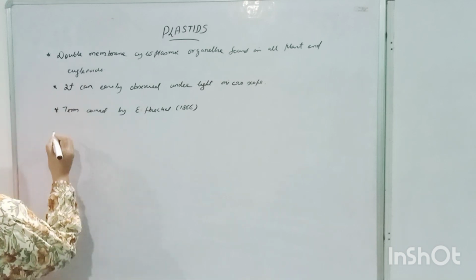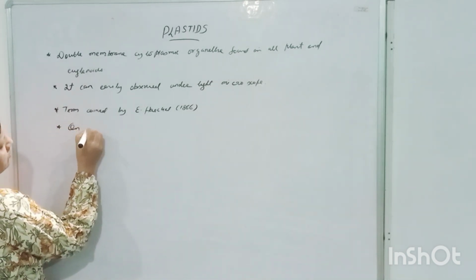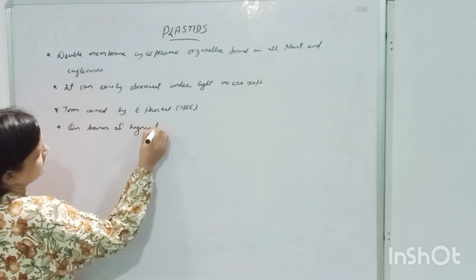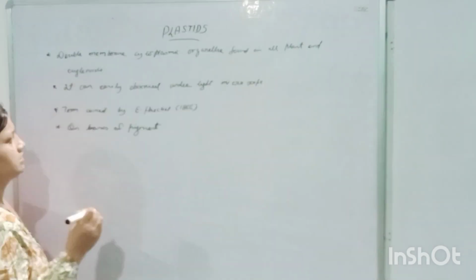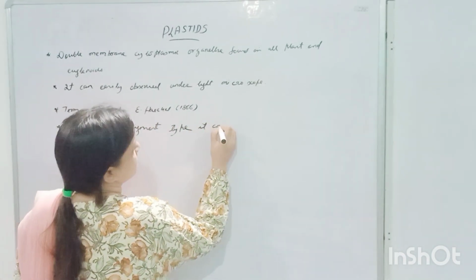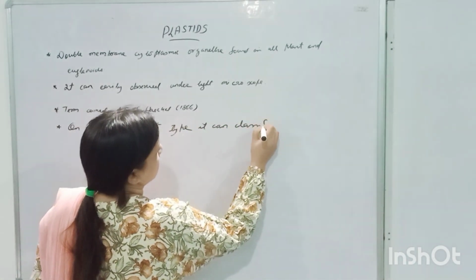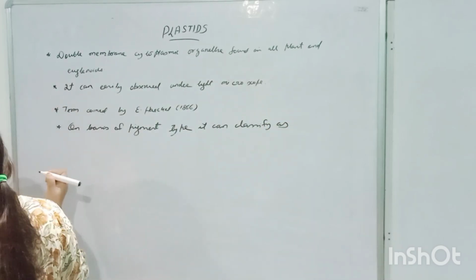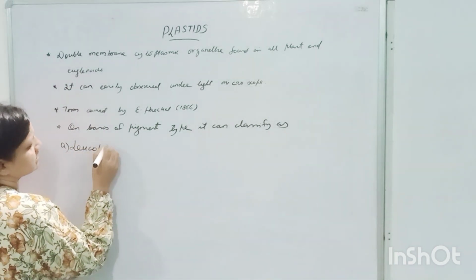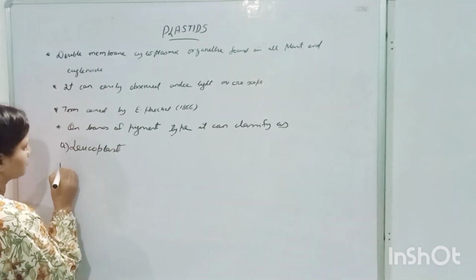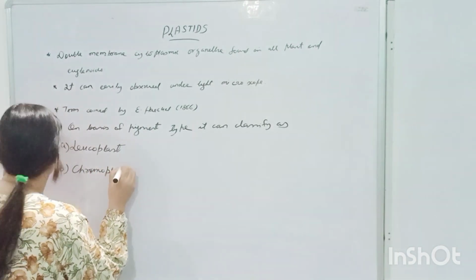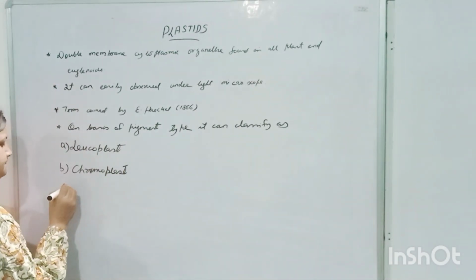Now, on the basis of the type of pigment, what is the type of pigment? Plastids can be classified as: first, leucoplast; second, chromoplast; and third, chloroplast.